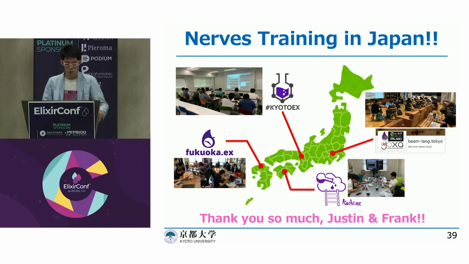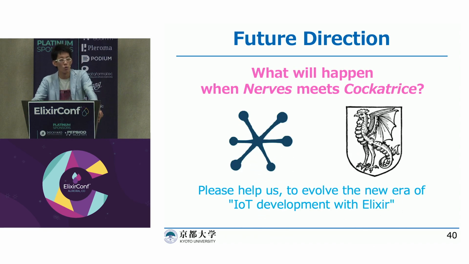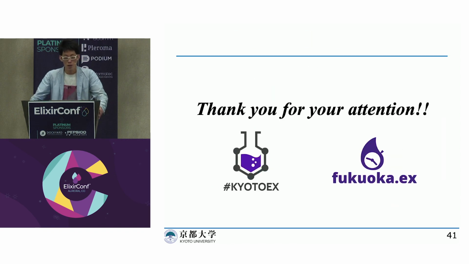So thank you very much, Justin and Frank, for your support. So this is the final slide of my presentation. The future direction of our research project is what will happen when Nerves meets Cockatrice. If this dream comes true, the Nerves project will gain FPGA power through Cockatrice. So please help us to evolve the new era of IoT development with Elixir. Thank you for your attention.